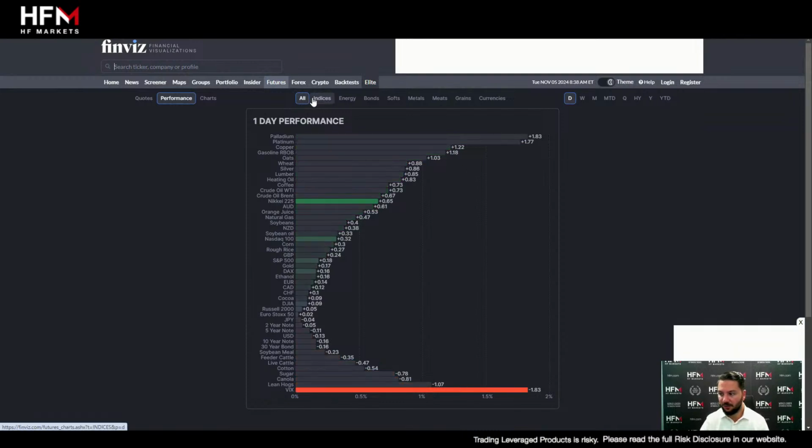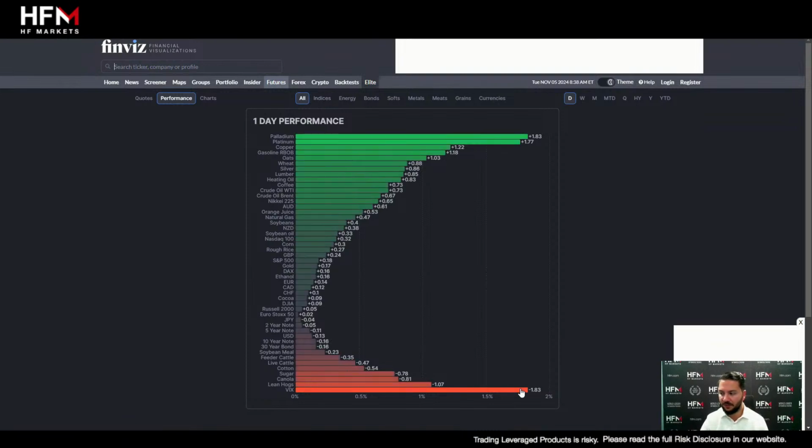So here at the very bottom, you can see the VIX, the biggest red chart there. If we look at the VIX, it's minus 1.83%. Now, when the VIX declines, the stock market tends to perform better. So that's one indication for us to take into consideration.